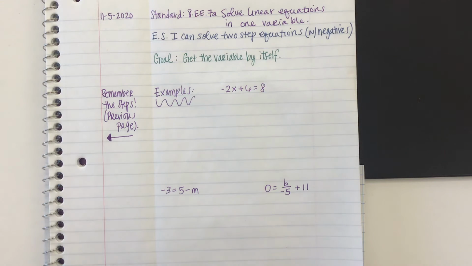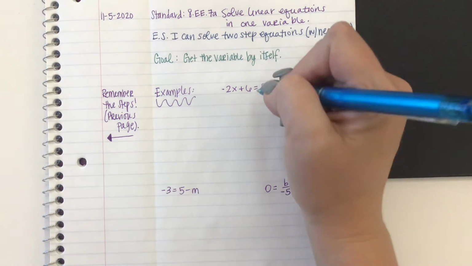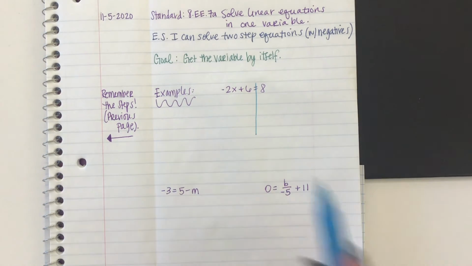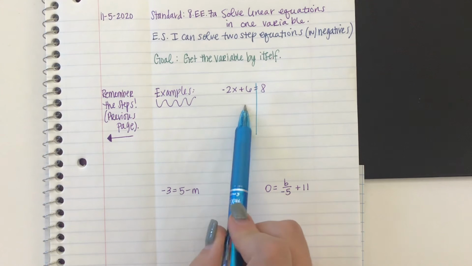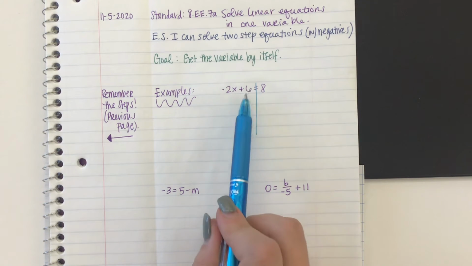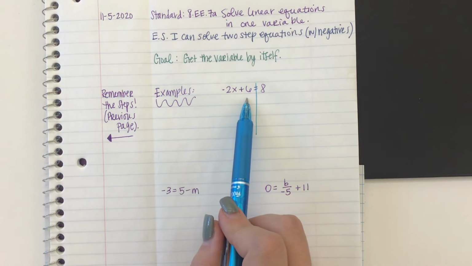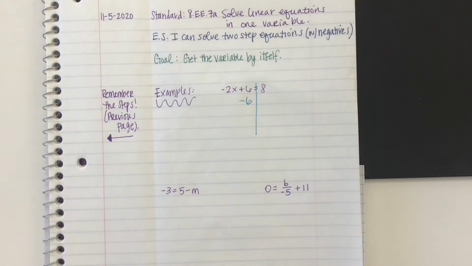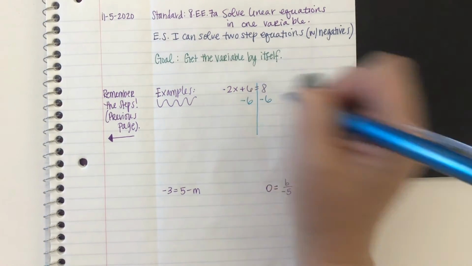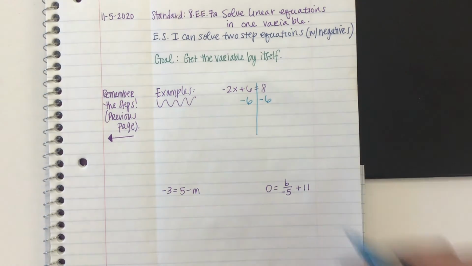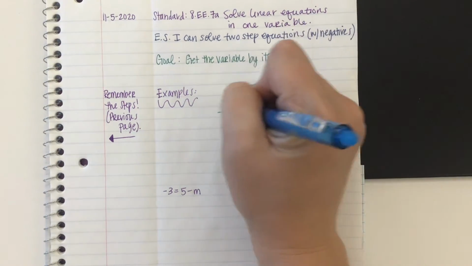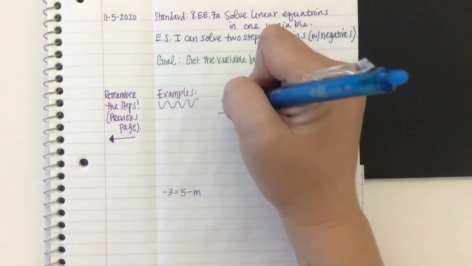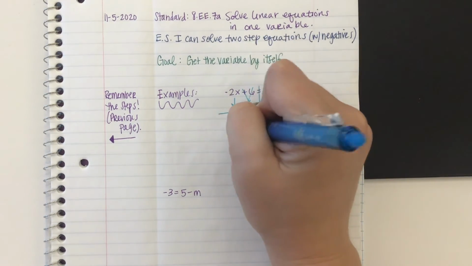Negative 2x plus 6 is equal to 8. Draw a line down the equal sign. Find the side with the variable. Okay, find the number not attached to the variable, which is this one, positive 6, and perform the opposite operation. So the opposite of positive 6 is negative 6. Whatever you do to one side, you must do the same thing to the other. So 6 minus 6 is 0, that goes away. 8 minus 6 is 2. Bring down what you did not use, which is negative 2x is equal to 2.